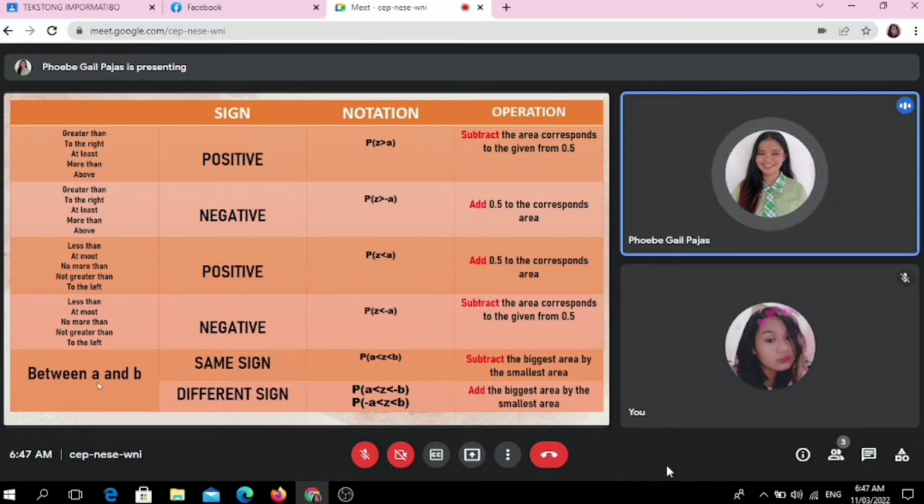Another condition: if the condition is between a and b, and if it has the same sign, the operation that we will be using is subtract the biggest area by the smallest area. And if it has a different sign, add the biggest area and the smallest area.